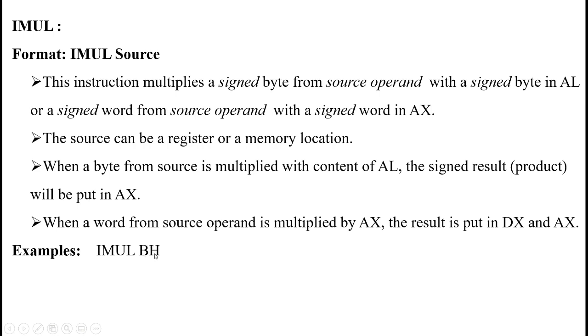IMUL BH. The BH will be multiplied with accumulator AL and the result will be stored in AX. IMUL BX. The BX will be multiplied with the AX register and the result will be stored in AX as well as DX. DX contains the higher 16-bit, AX contains the lower 16-bit.